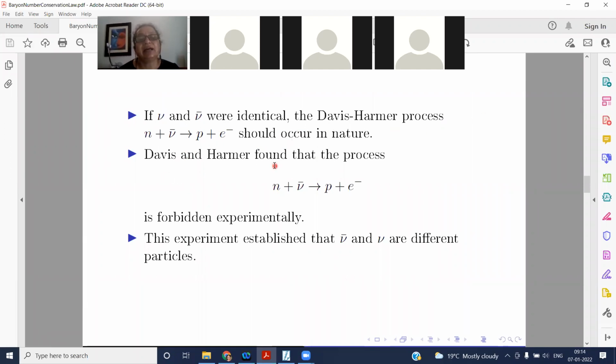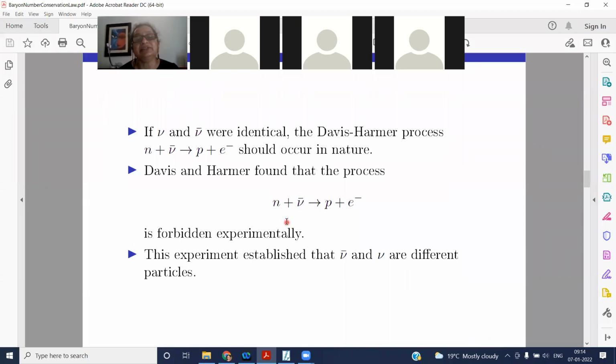Davis and Harmer found, I don't give you experimental details, it's only a confirmation to you, that the process neutron plus antineutrino giving you proton plus e minus cannot be seen experimentally. They waited, they don't find it. This experiment tells you that nu bar is not the same as nu.